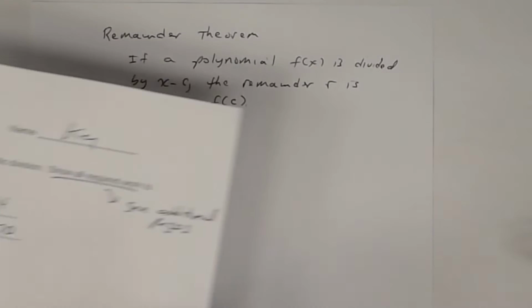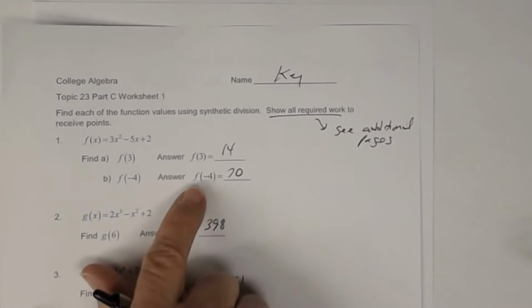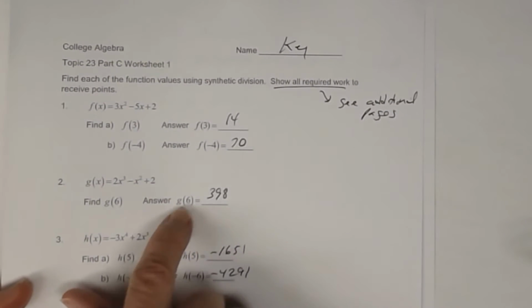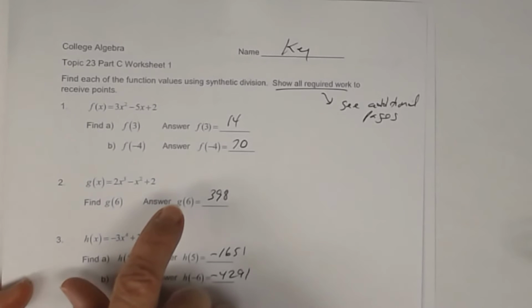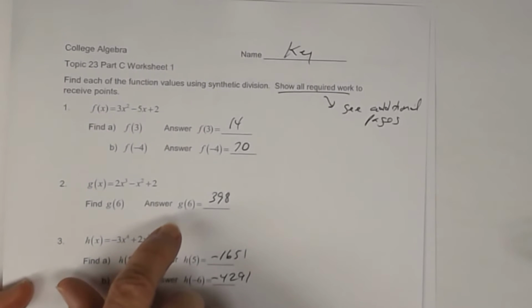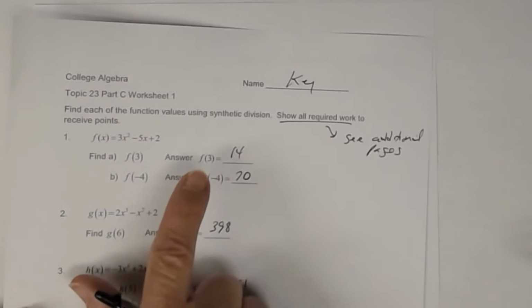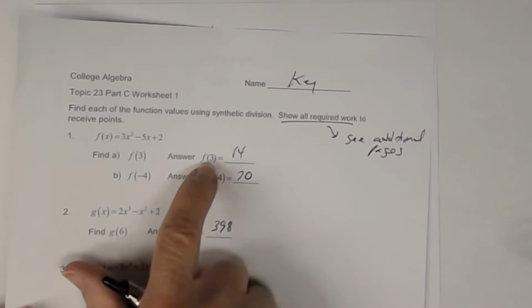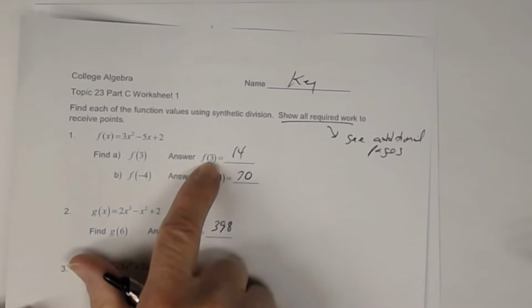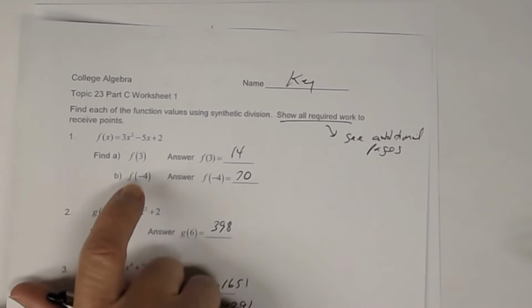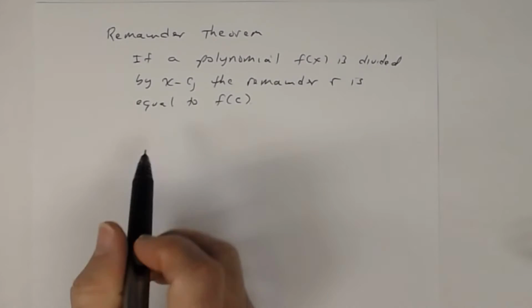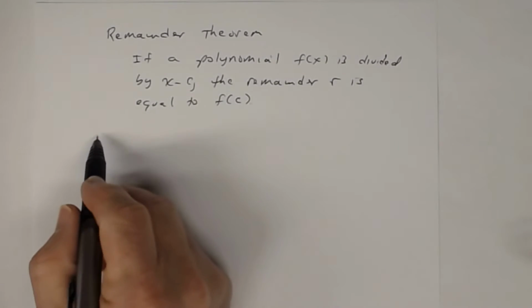So if you want to find f of 3, f of negative 4, g of 6, and so on, all you do is use synthetic division, because basically what you're doing is you're taking this number 3, and it's like you're dividing by x minus 3. All right, so let's talk about this again in terms of number 1.